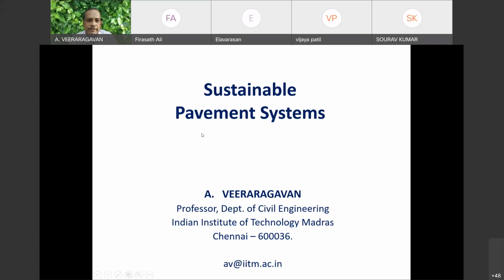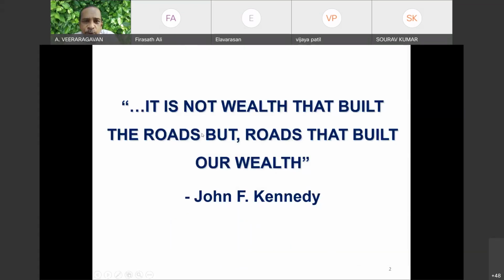When we talk about these pavement systems, I always try to start my lecture with a quote from John F. Kennedy, which says that it is not the wealth that built the roads in the US, but it's the roads that built our wealth, which means the country's economy can go up several times if you have good quality roads. I always tell that the culture of the people will be known if you go to any country of the world. Once you land and come out of the airport, the quality of the roads will tell about the culture of the people.